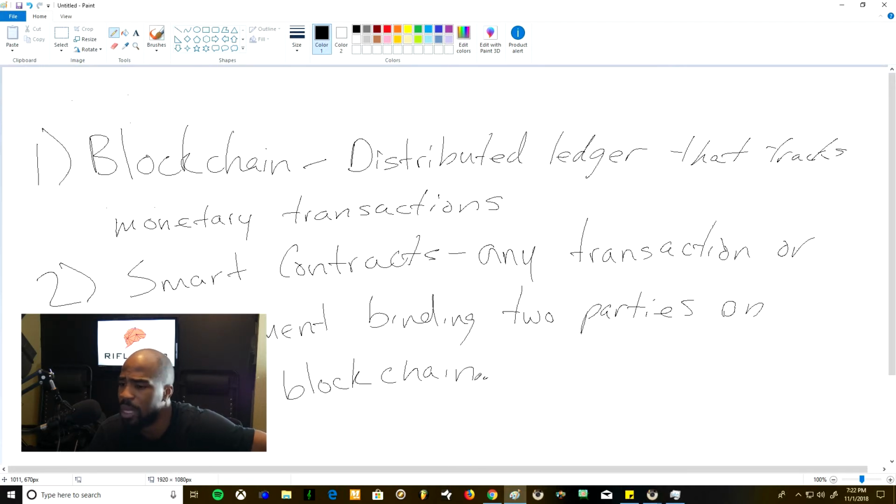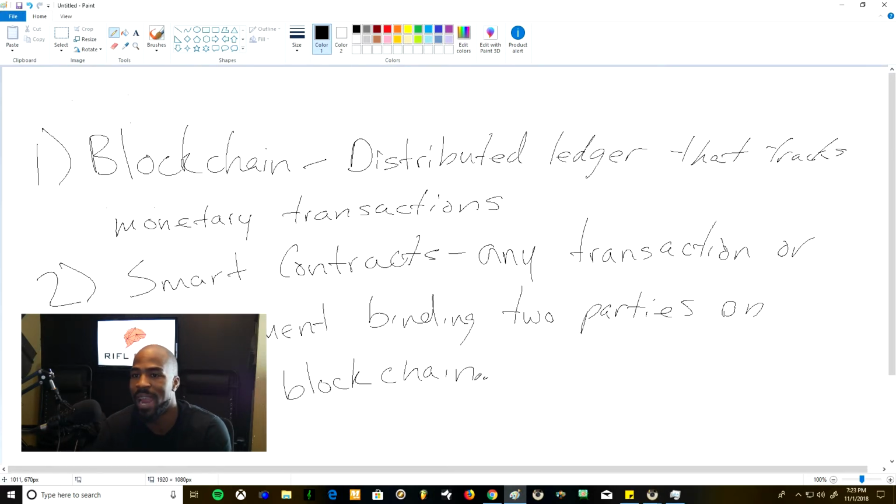Any transaction that is binding two parties is going to be on the smart contract, where when you adjust or change anything in the contract, everything goes null. So you can't adjust the smart contract without adjusting everything that was before it or everything that's above it. It's all confirmed on the smart contract. That's the difference between blockchain and smart contract. They're pretty much the same thing, but the blockchain tracks monetary transactions primarily, and a smart contract can track any type of agreement that binds two parties, and it's all on the blockchain.